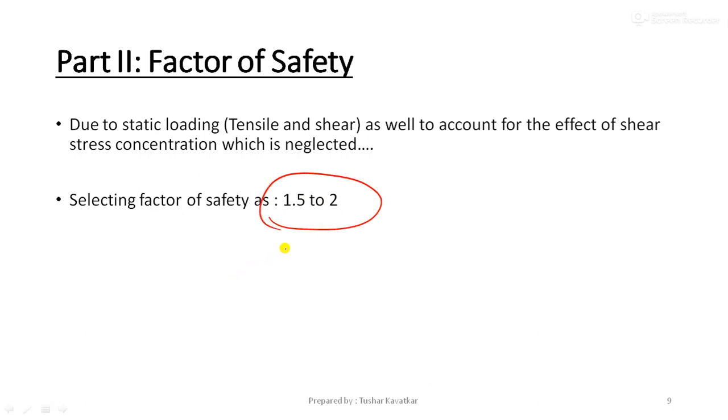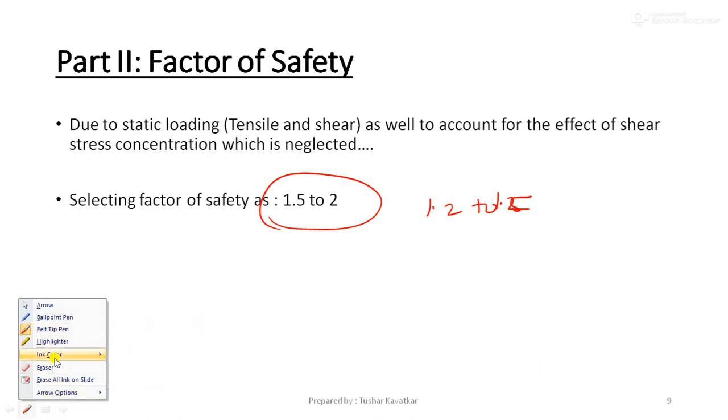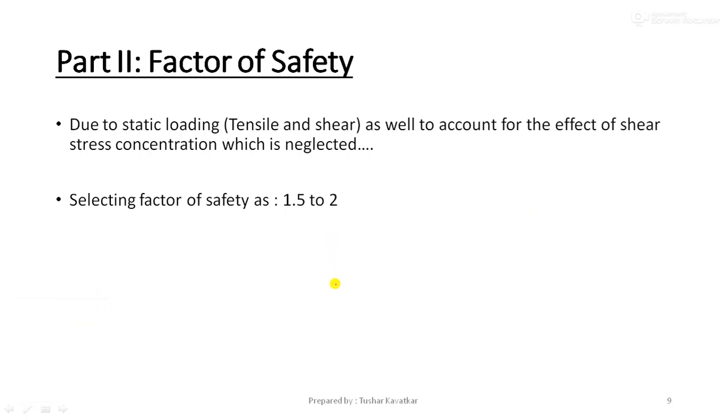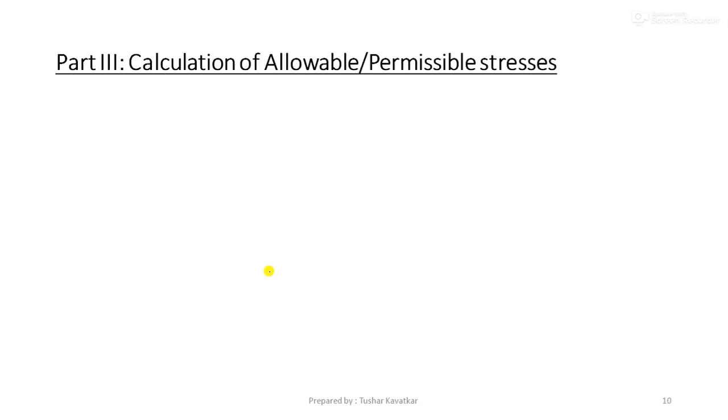We'll select a range of 1.5 to 2, or even you can take 1.2 to 2. This range is sufficient, but we'll fix some range, so we'll keep it as 1.5 to 2 for static loading. For dynamic loading we will slightly increase it. Next, I am selecting a factor of safety as 1.2. You can also go for 1.5 and you will get a correct design, depending upon the factors. Ultimately you have to do the optimum analysis.